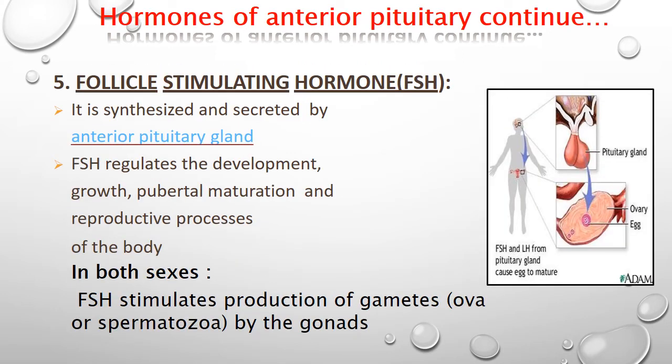Next one is follicle stimulating hormone, that is the FSH, synthesized and secreted by the anterior pituitary gland. Also, it regulates the development, growth, pubertal maturation and reproductive process of the body. These are the main functions. In both sexes, follicle stimulating hormone stimulates the production of the gametes, like the ova in female and spermatozoa in male, by the gonads.